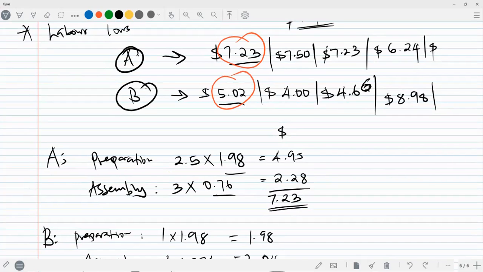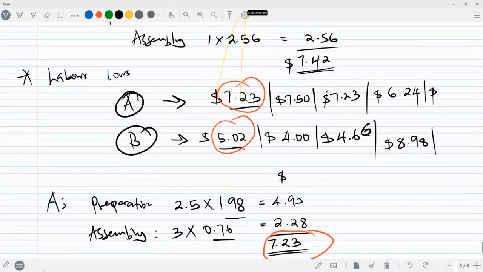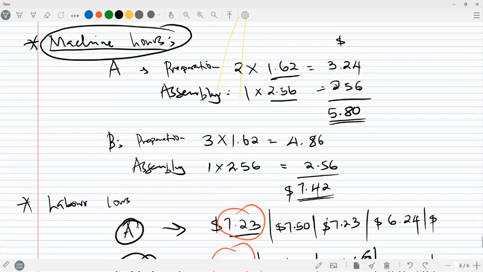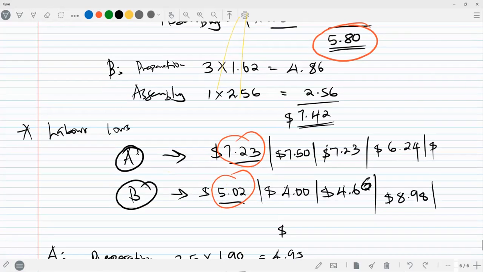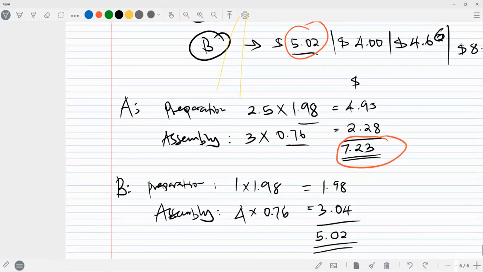As you can see, don't forget you have to be careful on what basis you're going to be using. If you check the cost of product A, it's different if you use the machine hours. If you use machine hours, the cost is 5.8. If you use labor hours, you can see it is 7.23. So be quite careful what basis you're meant to use, because you're going to end up having different costs altogether. You have to be quite careful what basis you're using when it comes to the cost absorption. Clear?